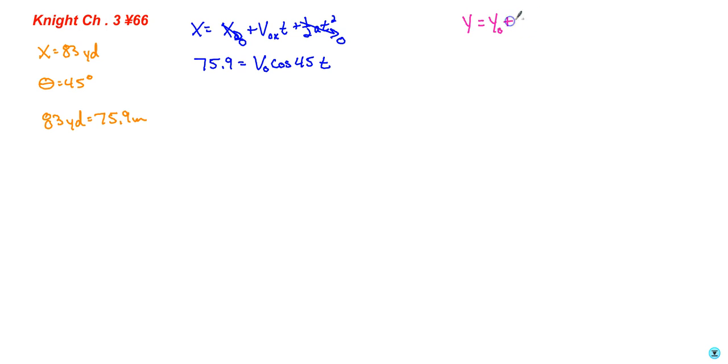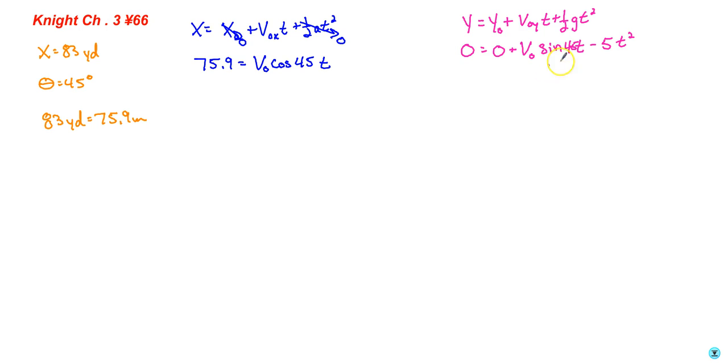So y sub O plus V sub O y t plus 1/2 g t squared. And when we do that, we know that when the ball is caught by the receiver, it's at a height of 0. And it started at a height of 0. So we're left then with V sub O sine of 45 times t minus 5 t squared. 1/2 of negative 10 would give you 5 t squared.